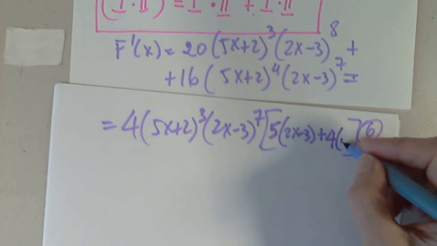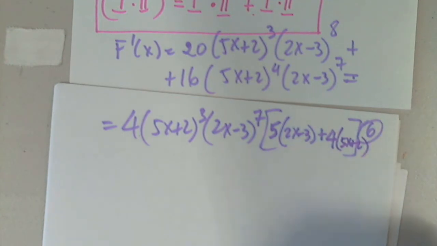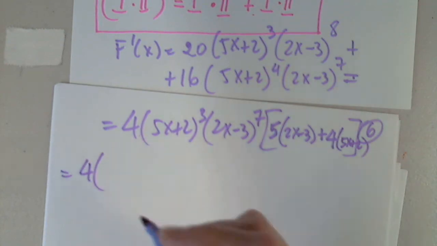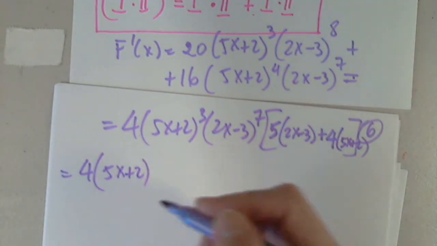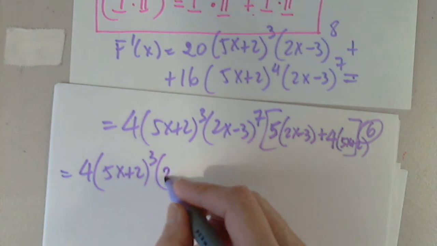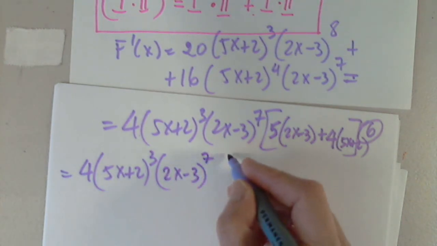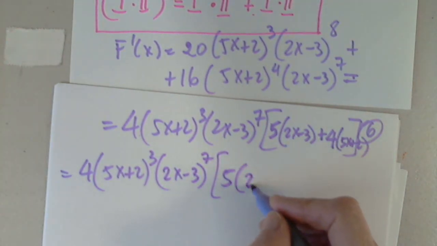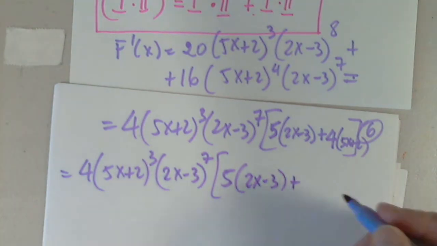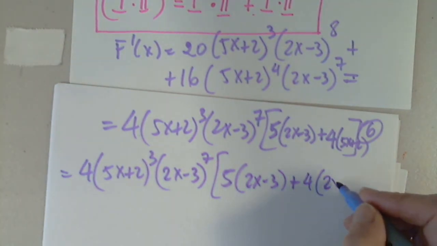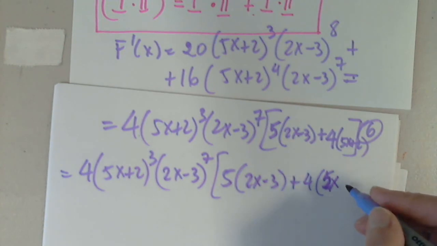Of course, you know already, I always run out of room. I'm going to write this one more time because it's not clear. So 4, 5x plus 2 to the third. You don't have to write it again. So 5, 2x minus 3 plus 4, 5x plus 2.